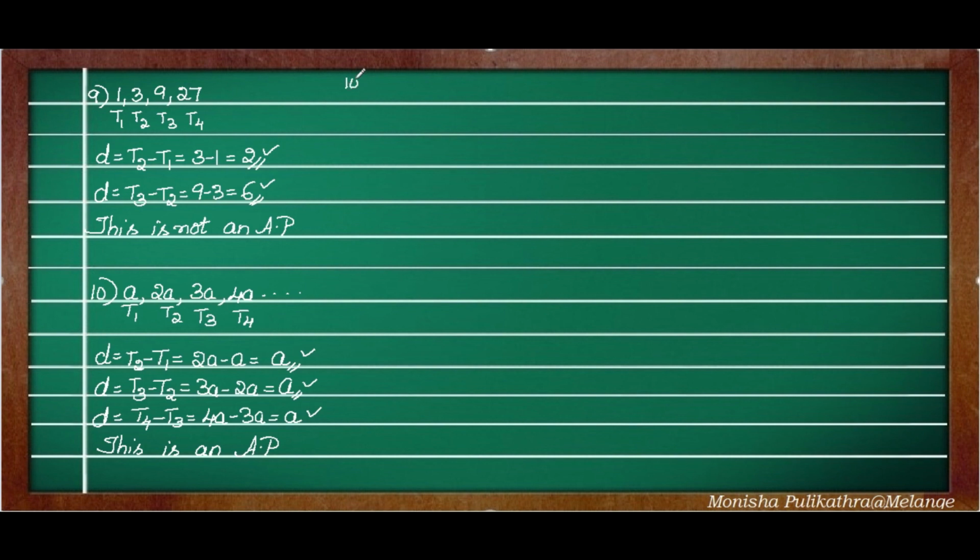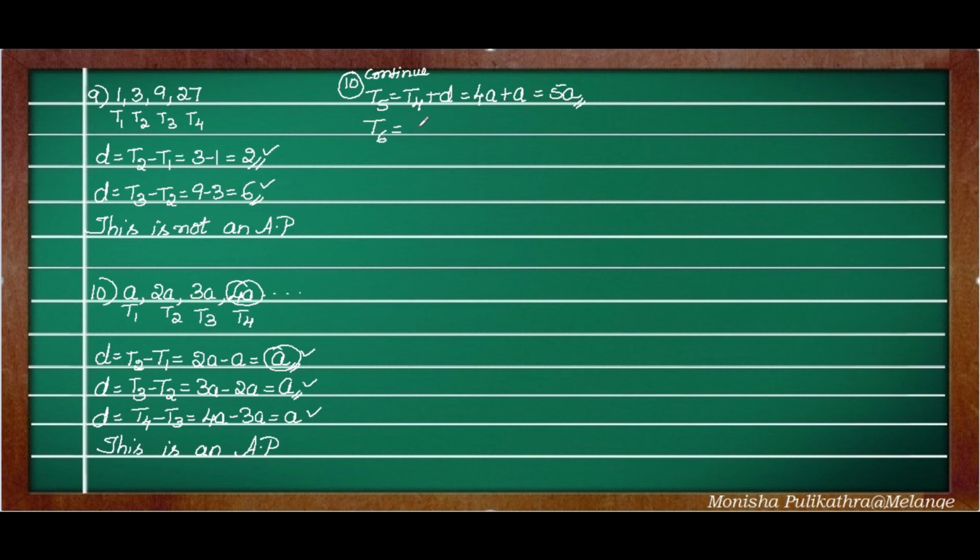So next we need to find out the next three terms. Okay, the next three terms, that is T5. T5 is equal to previous term plus common difference. So previous term T4 is 4A and the common difference is A. Okay, so it is 4A plus A is equal to 5A.